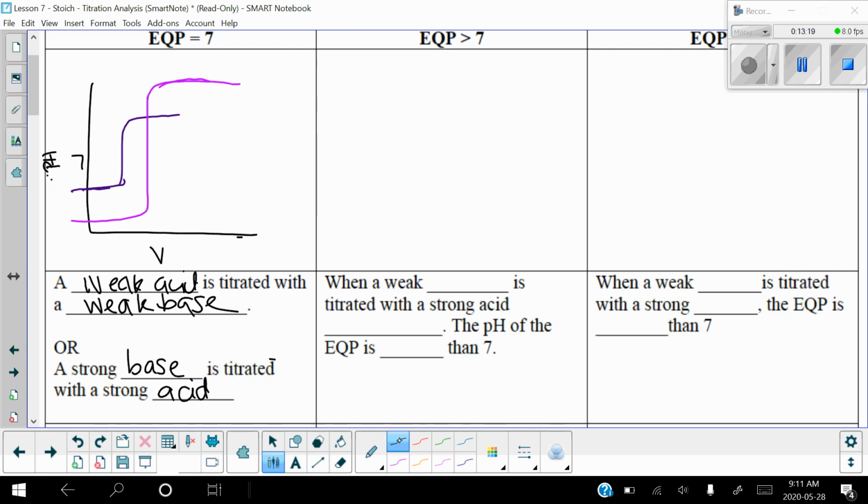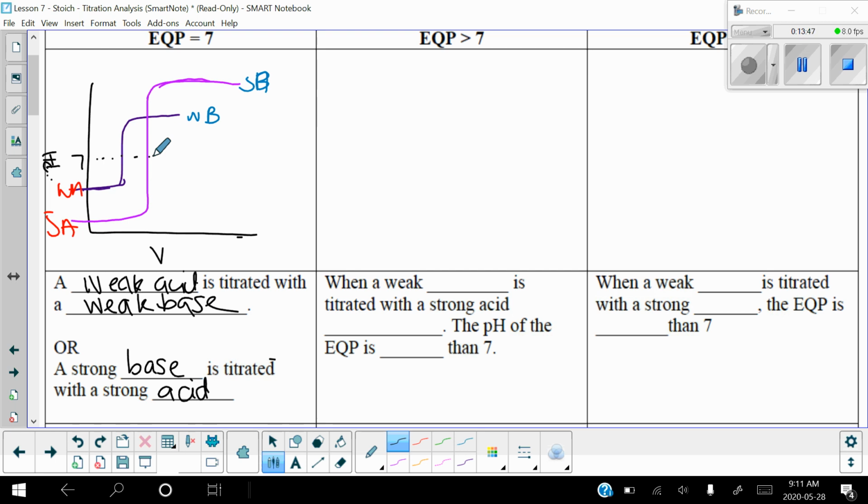All right, sorry about that. So there is my curves. This one is a weak acid with a weak base. This one is a strong base with a strong acid. You will notice that both of them have an equivalency point of around 7. Let's move on to the next one.